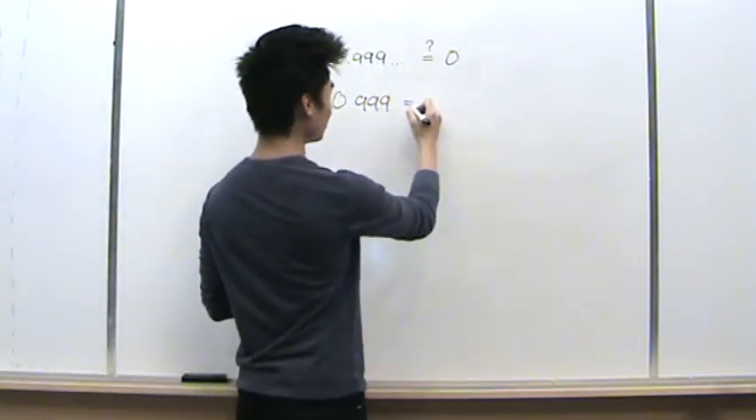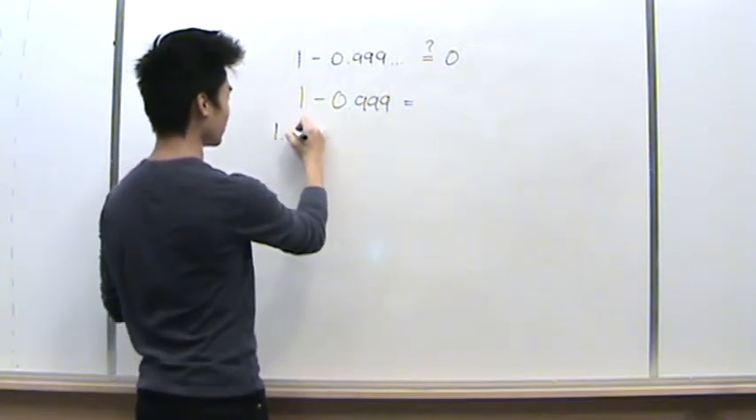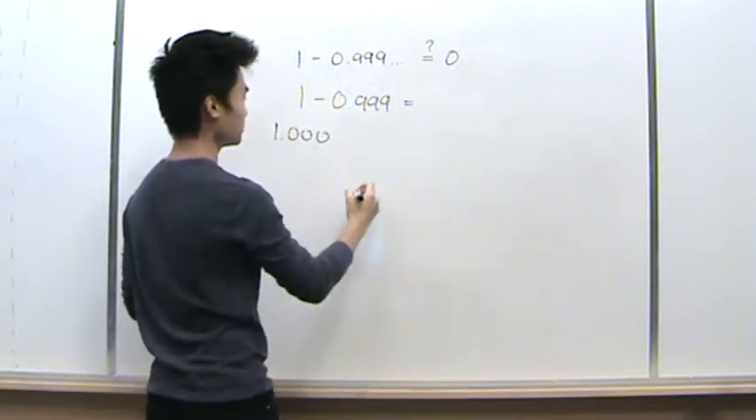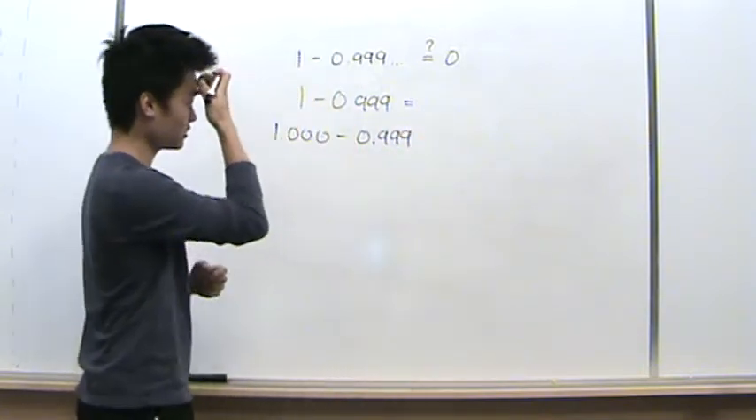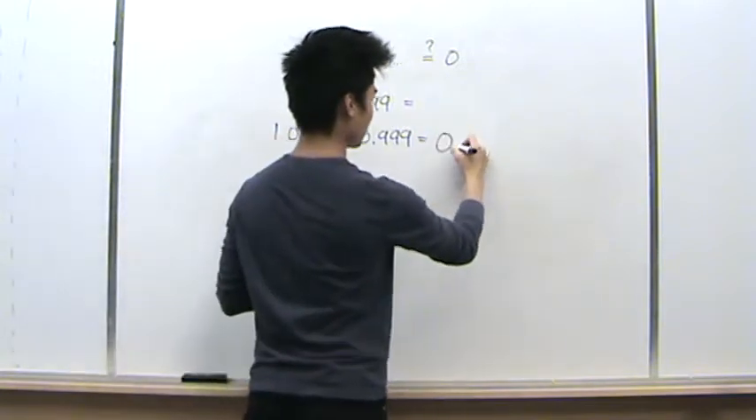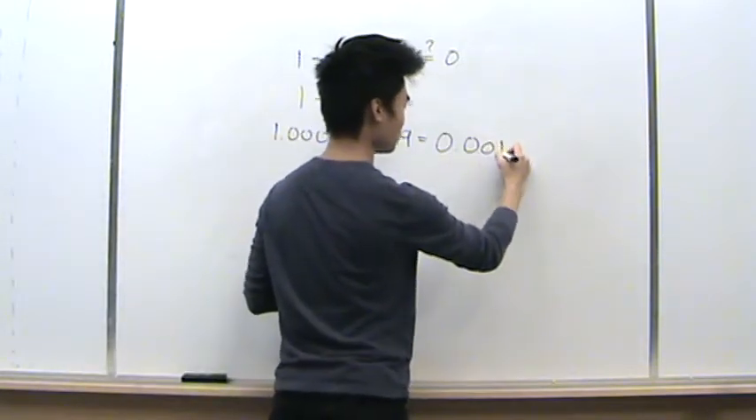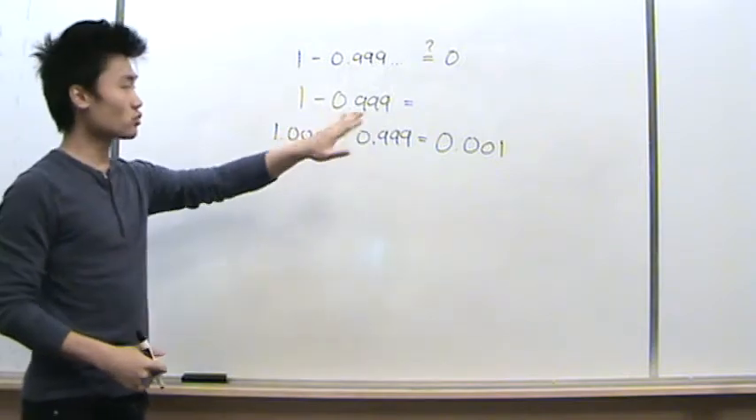We can treat this as just 1.000 minus 0.999. And from this, we get that the answer is 0.001. Okay, and so they look at cases where it's finite.